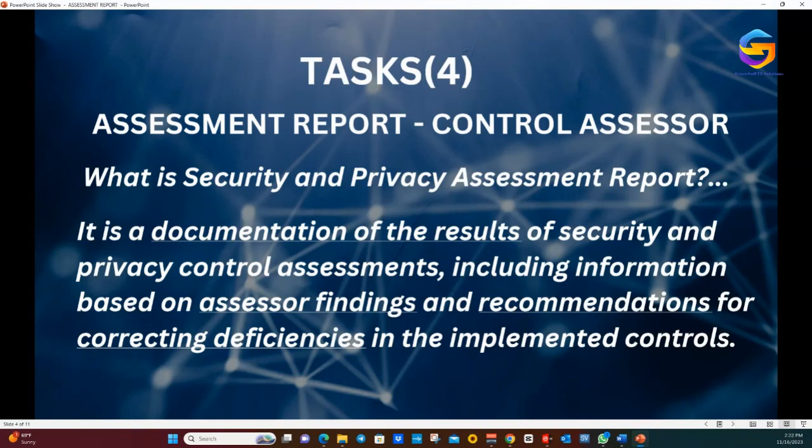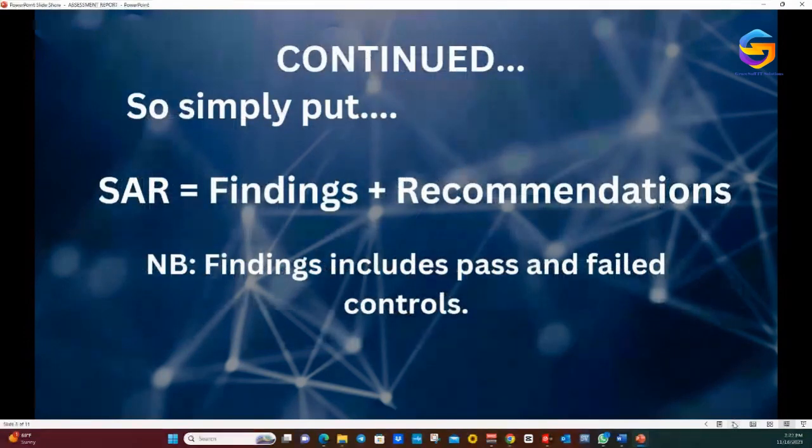So if you are very good in math and you want to put this in equation form, then you can say that SAR is equal to findings plus recommendations. So the security and privacy assessment report is equal to findings and recommendations. That is the totality of the report.